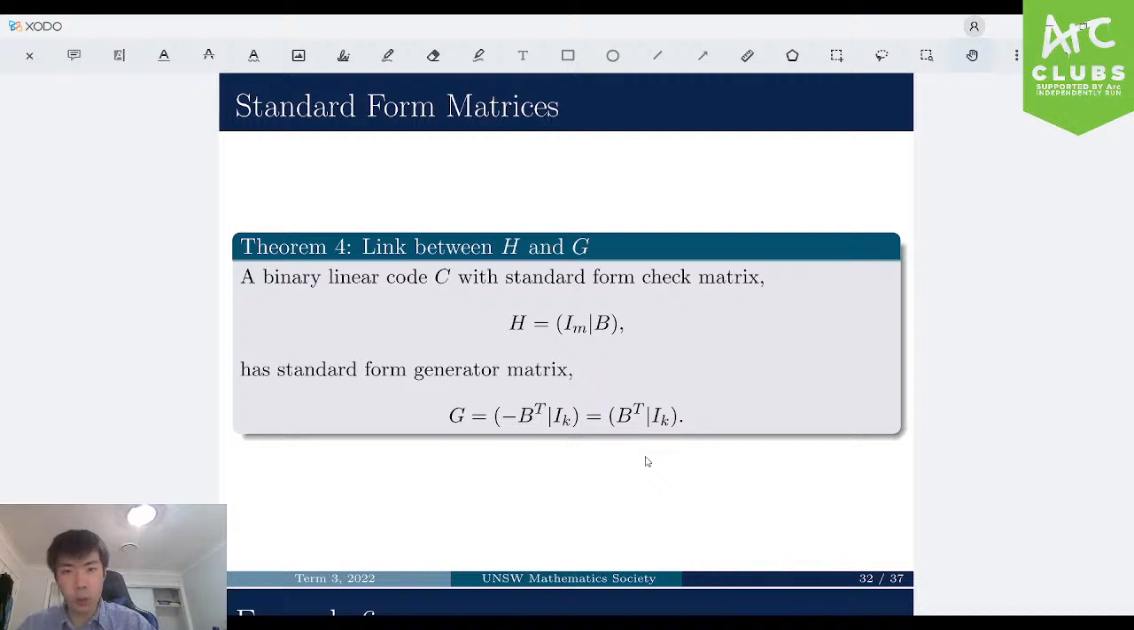Now the link between H and G would be, if you can rewrite H in this form, then you can instantly get your G as being the two things swapped around. So B at the front, the identity matrix at the back, but also your B matrix is transposed and you chuck a negative in front. But for our intents and purposes, the negative sign disappears because we're usually working in mod 2, right? We're working in binary. And so this negative is just, because negative 1 is congruent to 1 in mod 2, the negative can disappear. Okay?